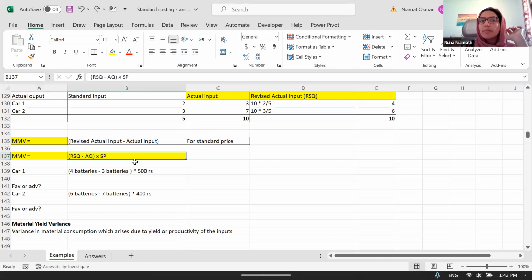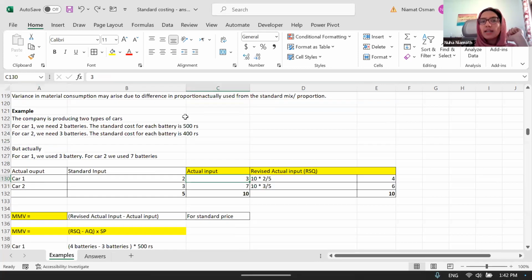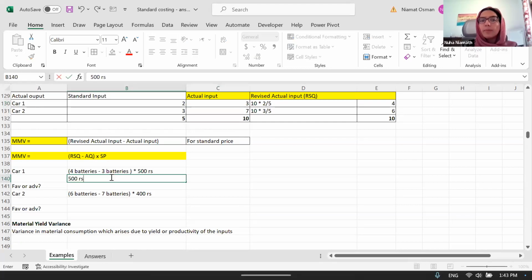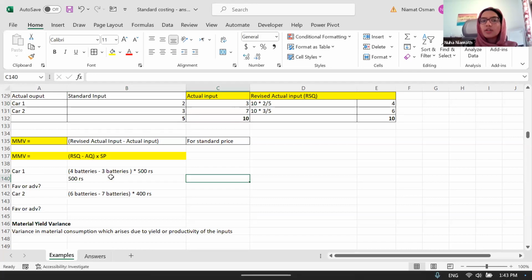So when we look at MMV's formula, which is our mix variance, it is our RSQ, which is our revised actual input, minus our AQ, which is our actual input which we've used, at the standard price. So let's say for car 1, it is 4 batteries, which is our RSQ, minus 3 batteries at 500 rupees, which is my standard rate. So how much does that come to? One battery into 500 rupees, which is 500 rupees.